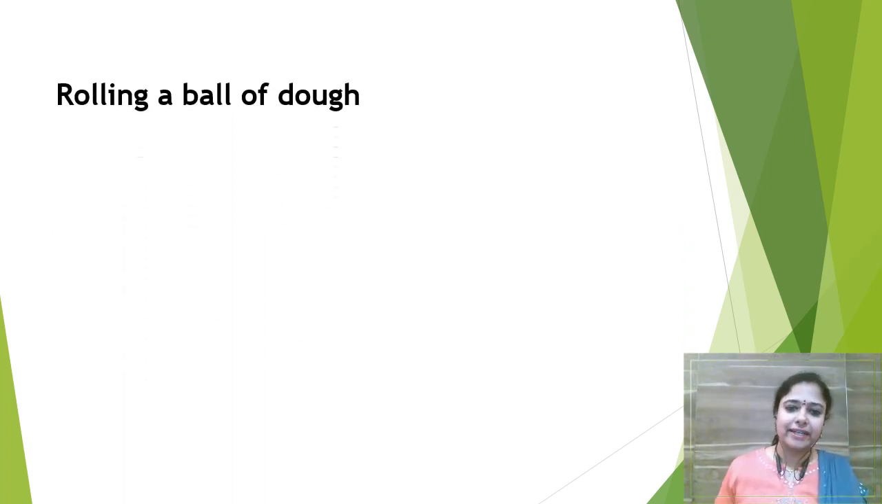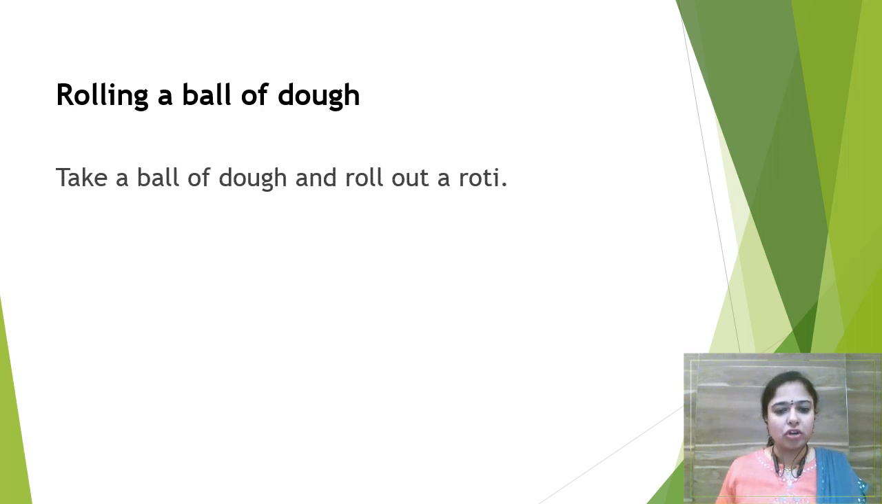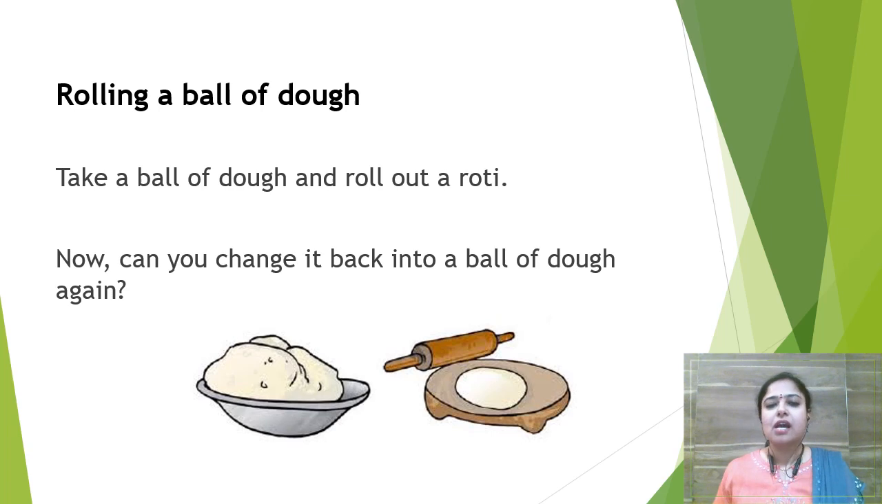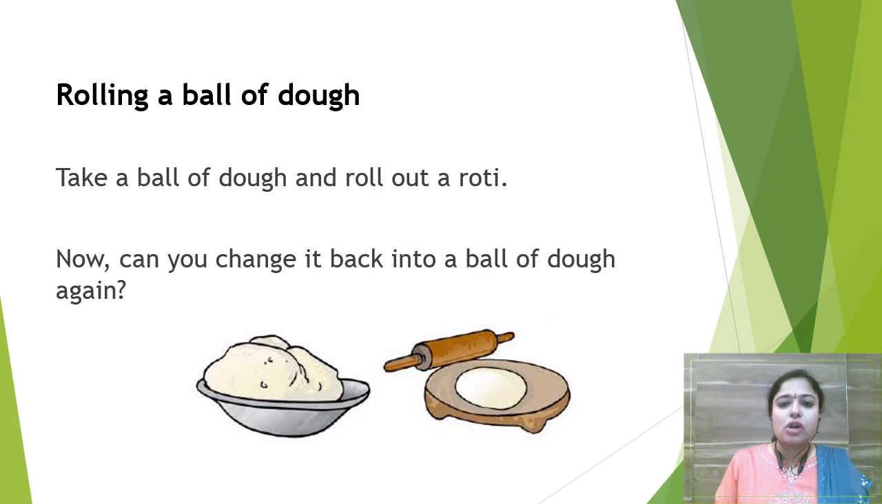Let us see another example. We take a ball of dough and roll it out into a roti using a rolling pin. I'm sure many of you must have tried it at home already. So what have we done here? We have changed the shape and size of the dough into a roti, that is a round shape. Suppose you are not satisfied with the shape and you want to redo it again. Can you now again change back this roti into a ball of dough?